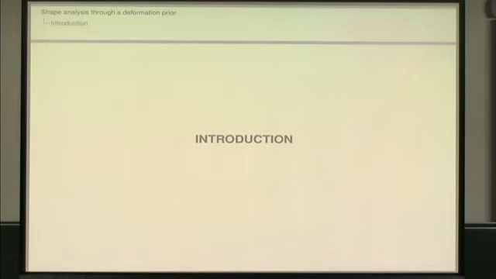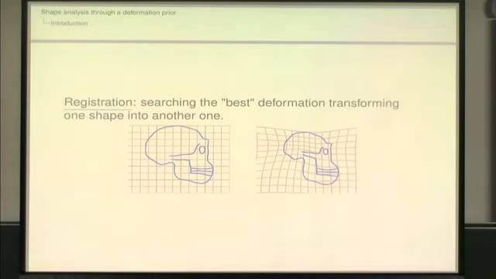So first, a small reminder of how we can use deformations for shape analysis. The idea that we all use is that in order to compare two shapes, here two skull shapes, and study the similarities and the differences between them, we study the deformations that enable us to transform the first shape into the second one.